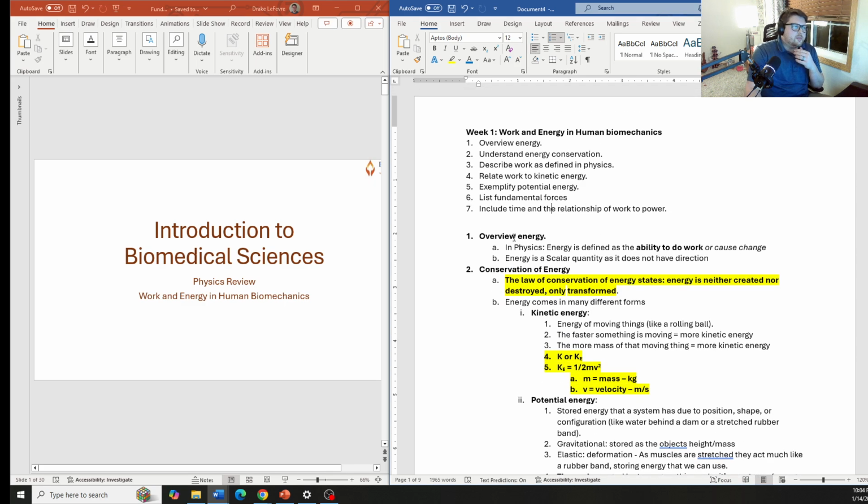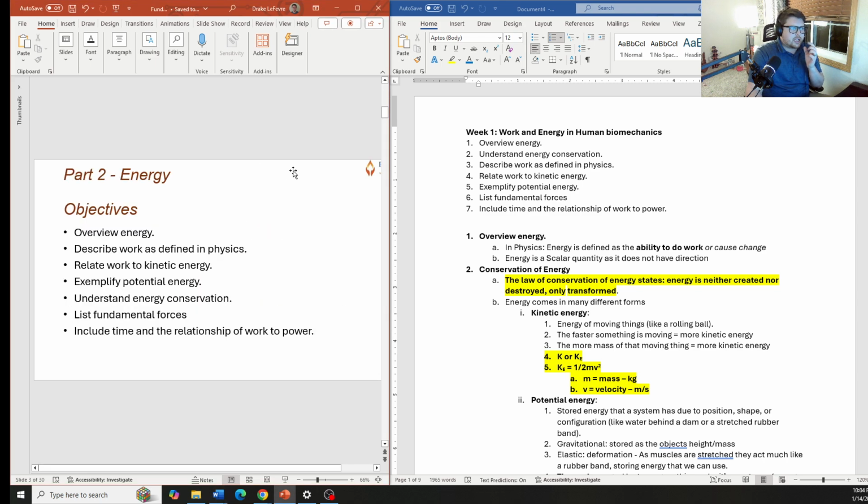So we're going to start with the learning objectives. We want to do an overview of energy, then understand energy conservation. I tweaked the order of the objectives a little bit, in an order that made a little more sense. We'll look at energy conservation. We'll look at work as defined in physics. We'll relate work to kinetic energy, talk about examples of potential energy, talk about fundamental forces of the universe, and then finally add in the concept of time to talk about power.